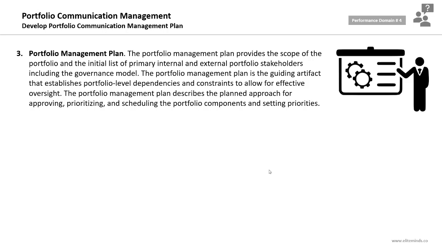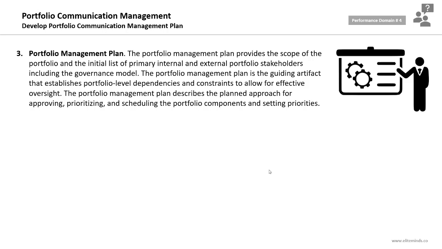The third input is the portfolio management plan, as it will provide you with the scope of the portfolio and the initial list. This is the most important thing the portfolio management plan will provide you with: the initial list of primary, internal, and external portfolio stakeholders, including the governance model. The portfolio management plan is the guiding artifact that establishes portfolio level dependencies and constraints to allow for effective oversight. It will also describe the planned approach for approving, prioritizing, and scheduling the portfolio components and setting the priorities.